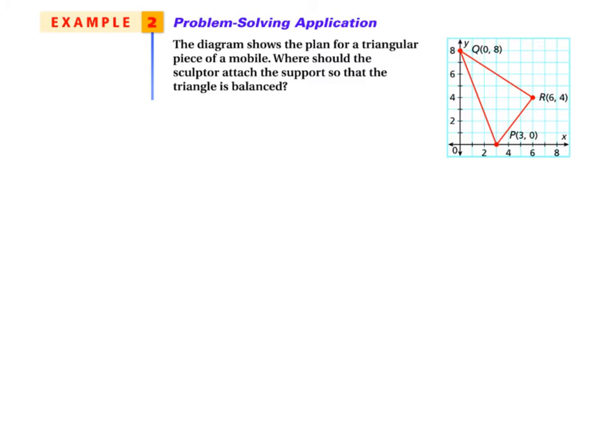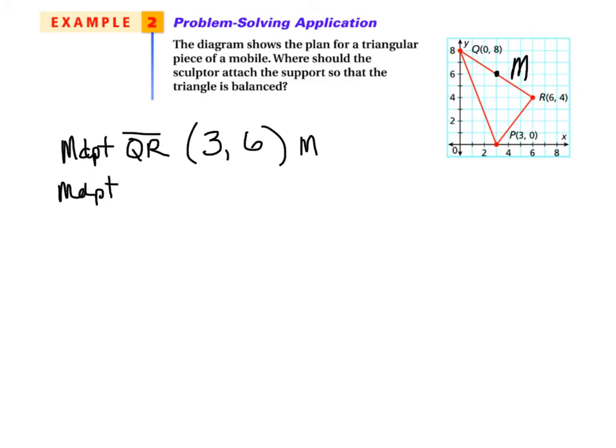So let's pick 2 points and find the midpoint of the sides. So let's find the midpoint of QR. 0 plus 6 is 6, divided by 2 is 3. 8 plus 4 is 12, divided by 2 is 6. So 3, 6, right here, I'm going to call that point M. That's point M. So now I'm going to do the midpoint of PR.